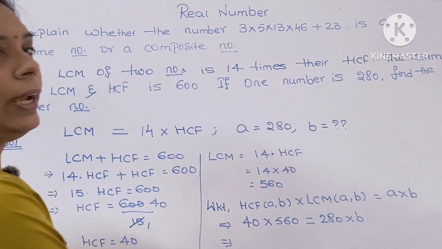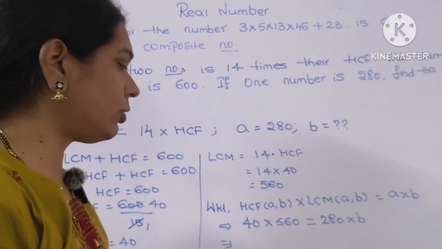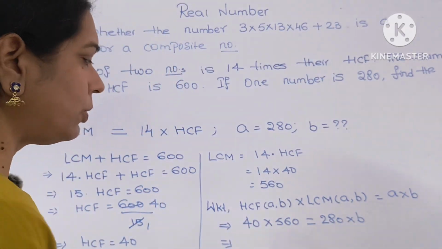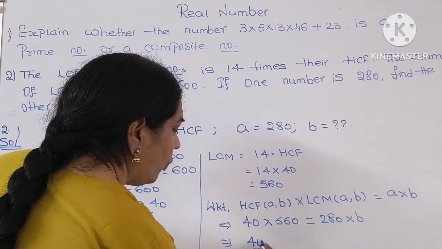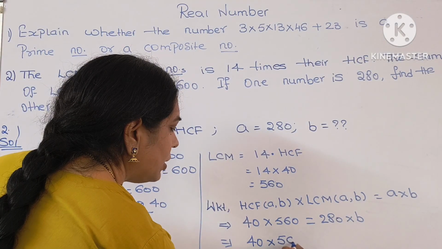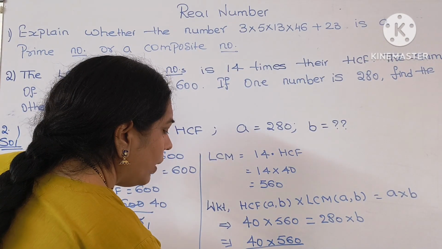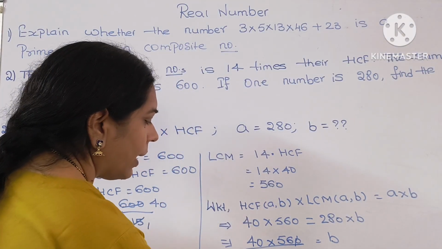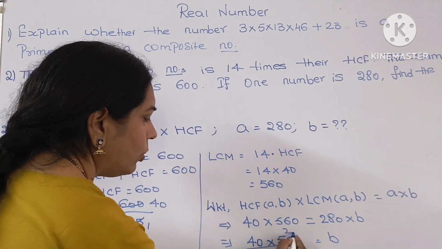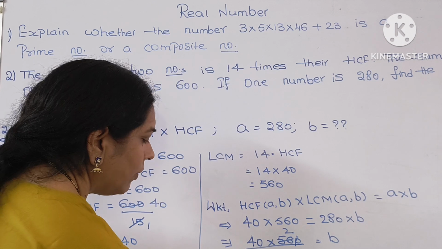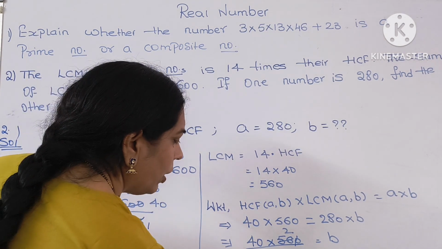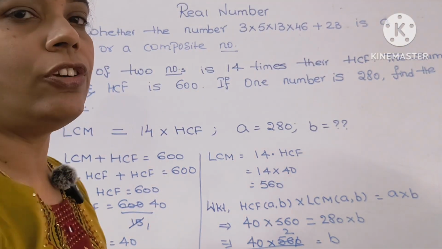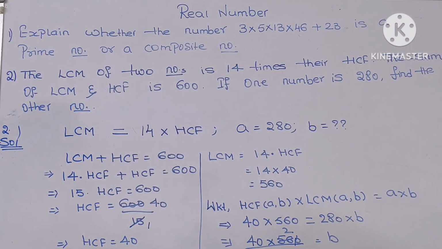Now bring the 280 to the LHS. Here it is multiplying, on transposition it will divide. So 40 into 560, divided by 280, will give you the value of B. 0 and 0 cancel, 28 ones, 28 twos are 56. So what is the value of B? B is 40 times 2, which is 80. So the value of B is 80. Copy it, children.